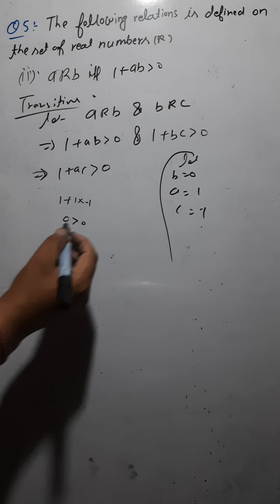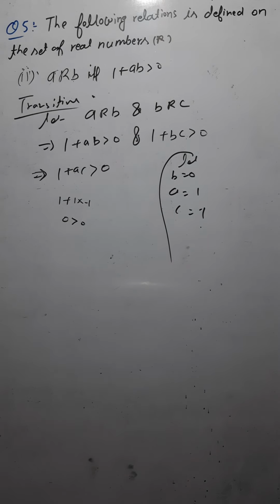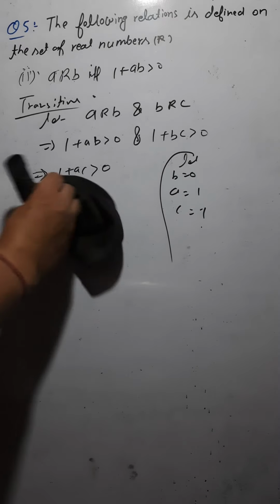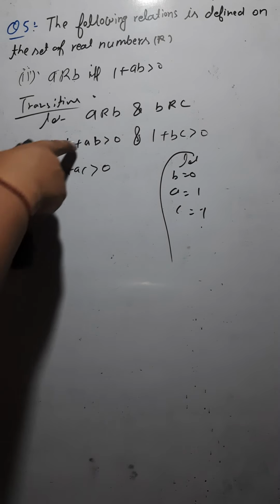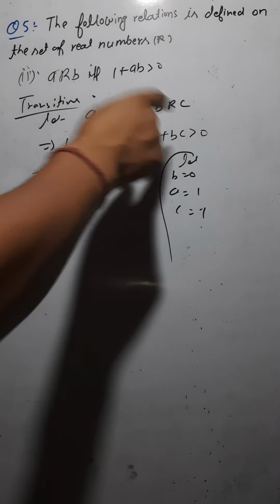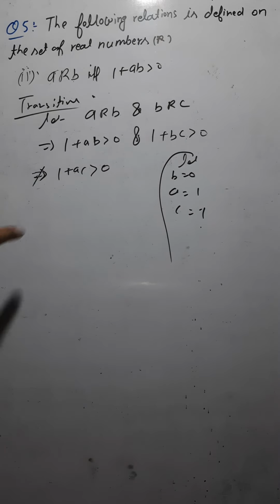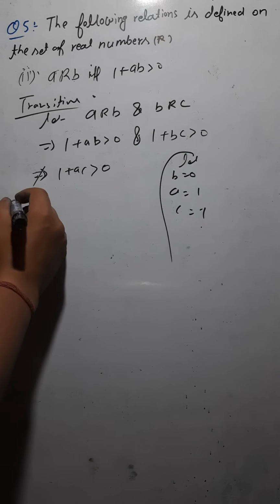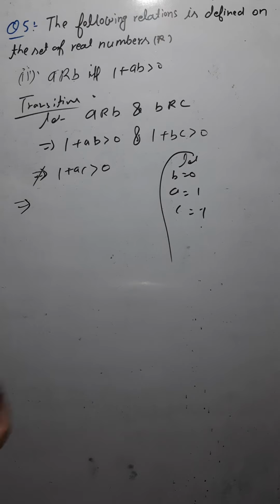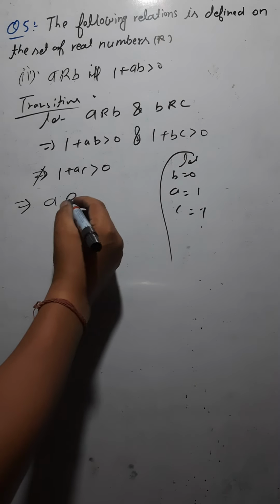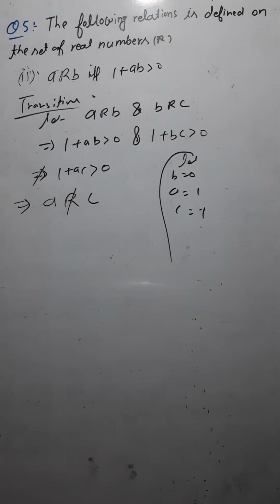So can 0 be greater than 0? No. So hence, 1 plus ab is greater than 0 and 1 plus bc is also greater than 0, but this does not imply that 1 plus ac is also greater than 0. Hence it implies that a is not related to c.